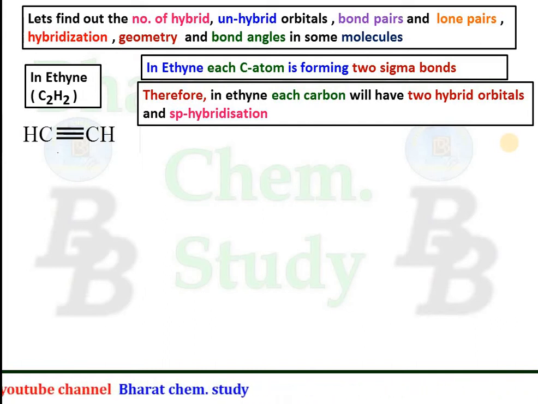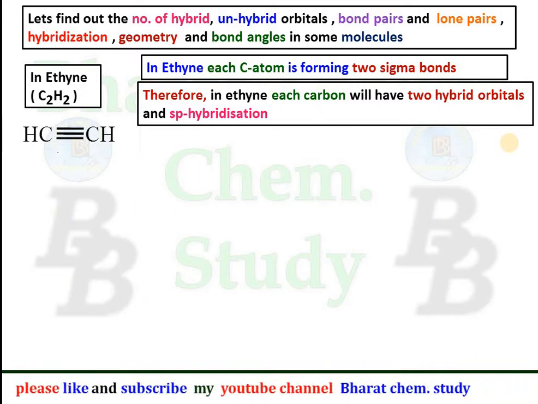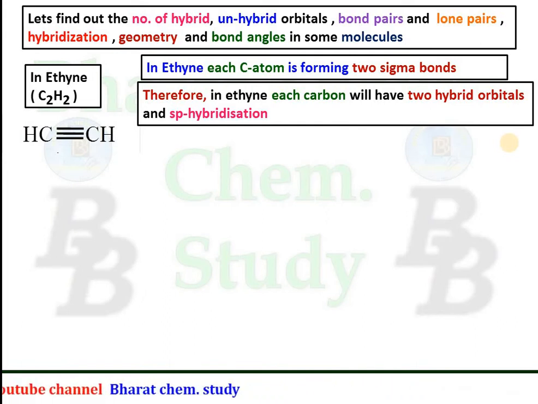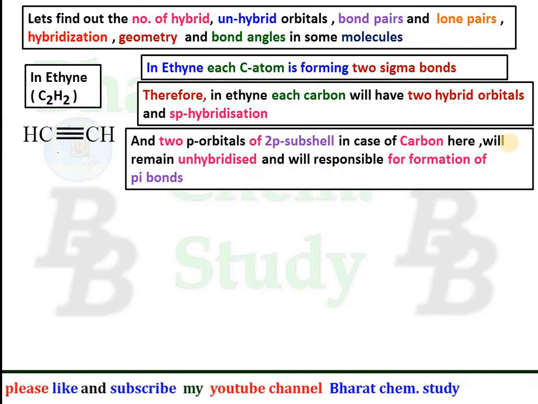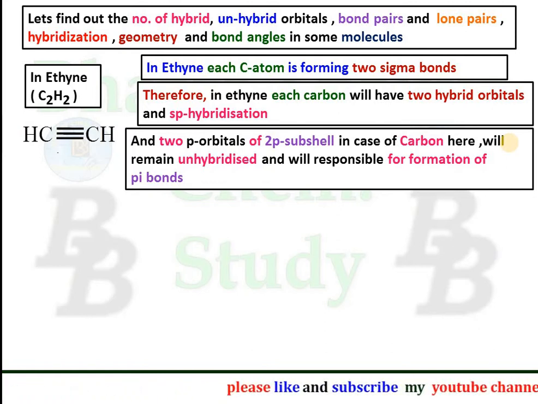Therefore the hybridization is sp, and because carbon has 4 valence electrons and it is forming only 2 bonds, this means that 2 orbitals of the carbon atom will not participate in hybridization and are called unhybridized orbitals, and these unhybridized orbitals are responsible for the formation of pi bonds in the case of ethyne.